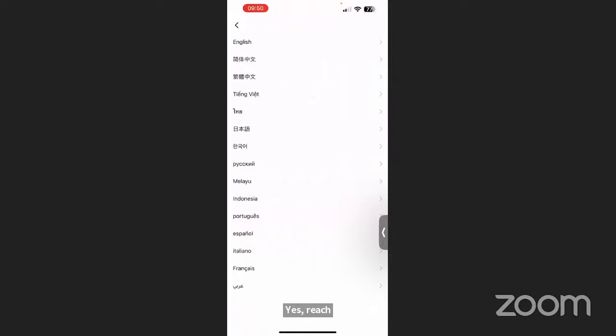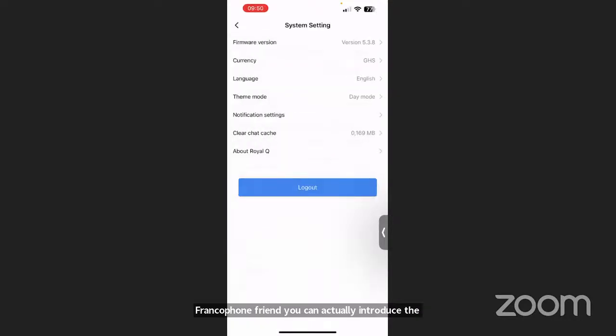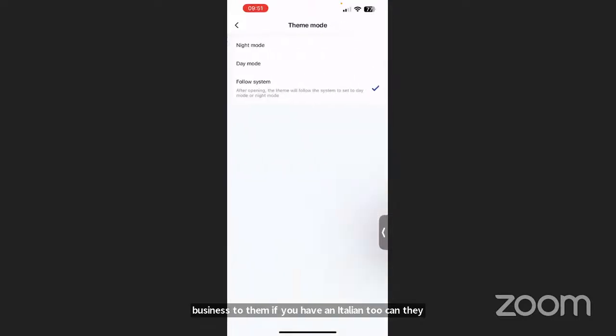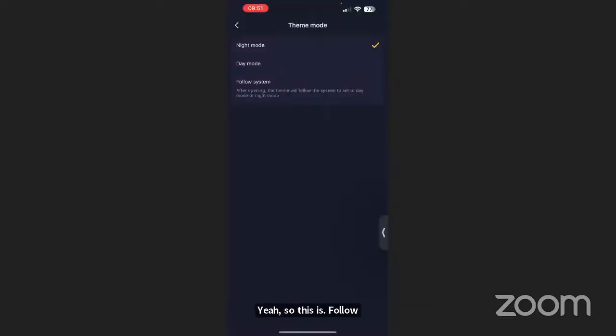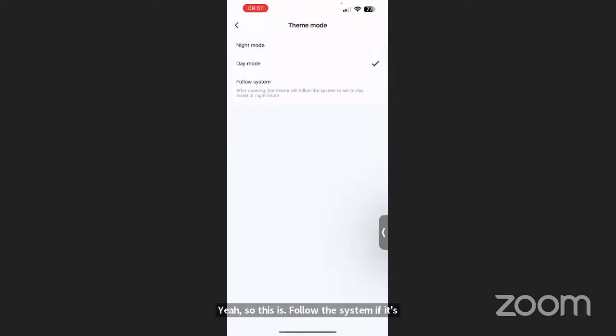So all these languages, Royalq is available in all of them. If you have a francophone friend, you can introduce the business to them. If you have an Italian friend too, they can use Royalq. This follows the system. If it's night, you have the night mode so that you don't strain your eye. Royalq, they think about our health too.